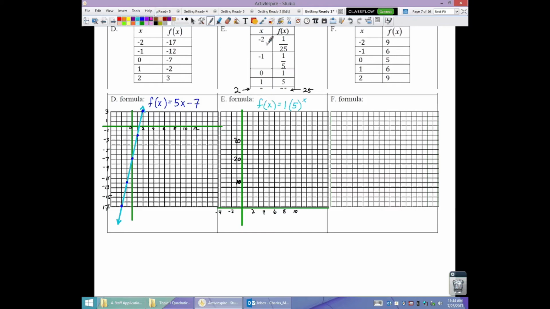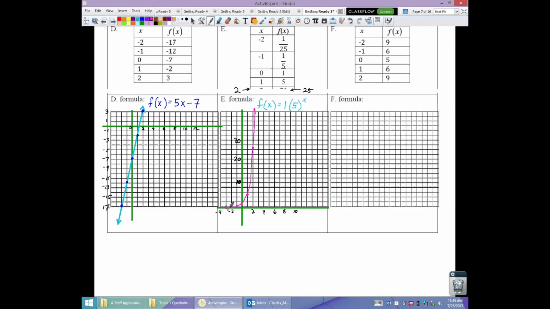Points, here we go. Negative 2, 1/25. Negative 1, 1/5. 0, 1. 1 is 5, and 2, the one that I lost somehow there, was 25. All right, we know this is an exponential curve, not representing any known scenario, so we know to extend our curve in a continuous fashion, just so.